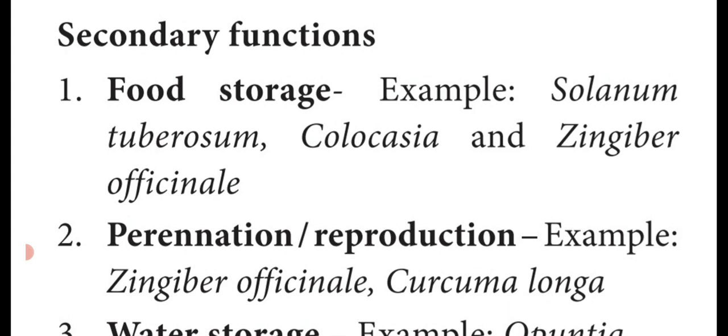Then colocasia. Colocasia is otherwise known as karunaikizhangu. Colocasia antiquorum is the binomial name of karunaikizhangu. In English we know it as yam. And ginger, Zingiber officinale. Ginger, we all know that one. In Tamil we call it inji. Ginger is a stem region which is storing the food material. So that is said to be the food storage function in stem.